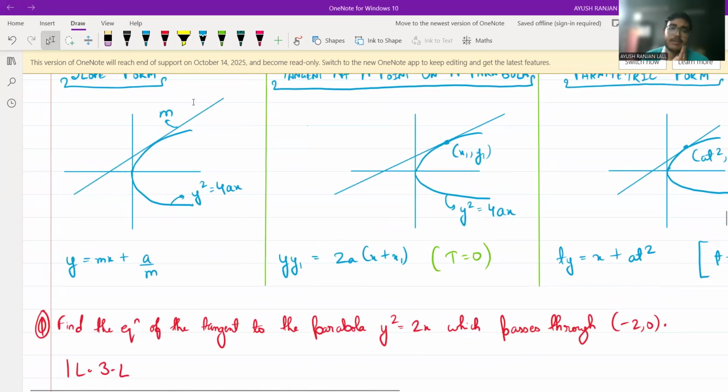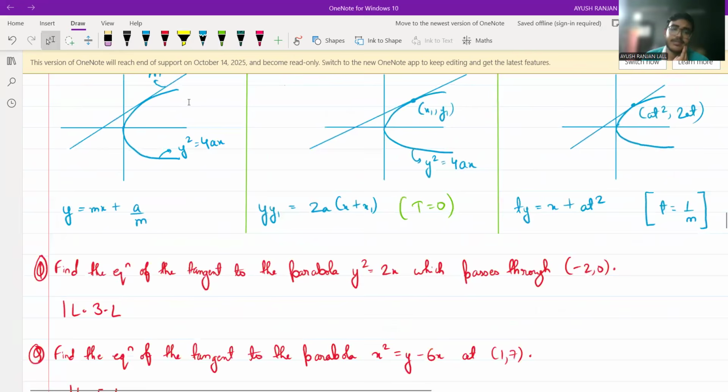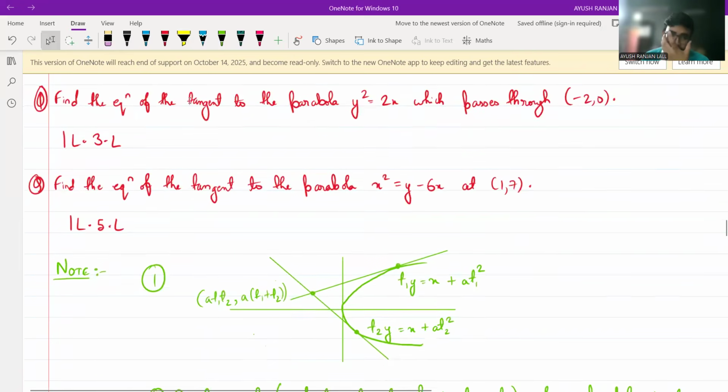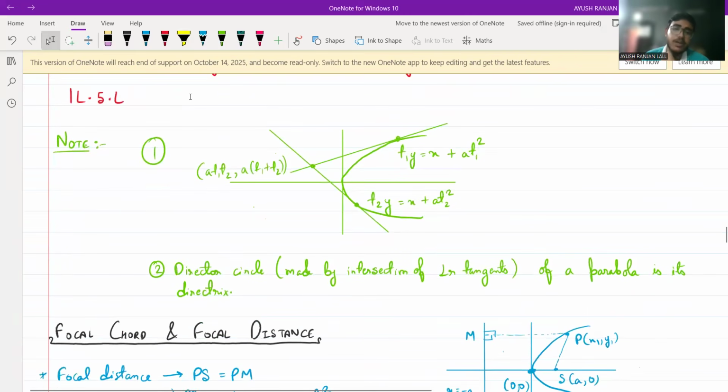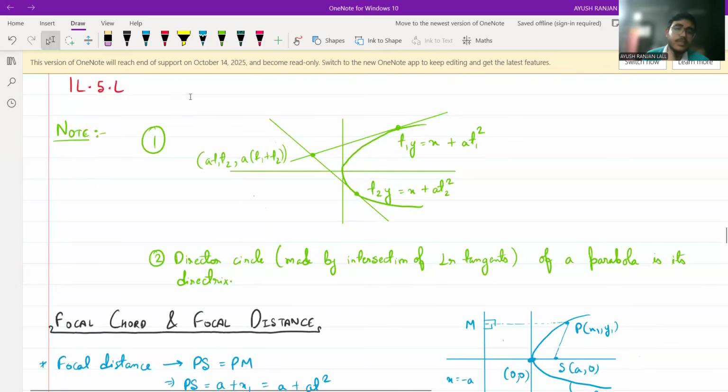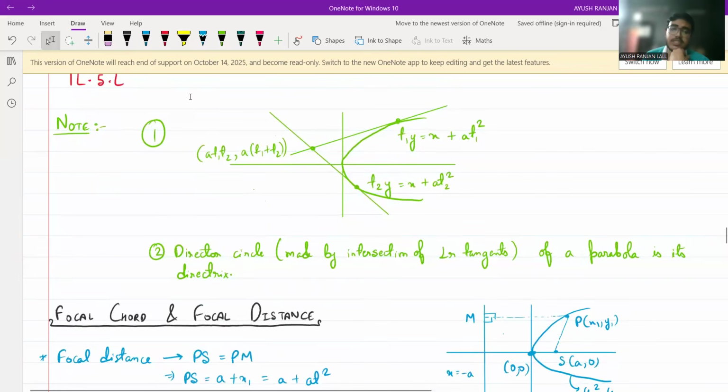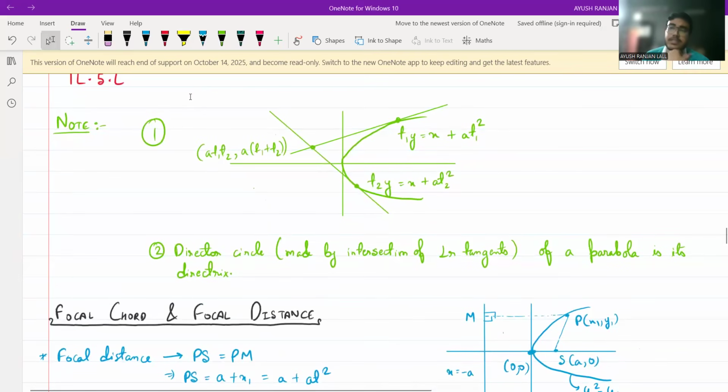Next, we have some questions you all can try. Next, these are the three things, or here I have only given two. After focal chords and focal distance, there are three important note points. Those three note points are important in mains. So let's see first these two.